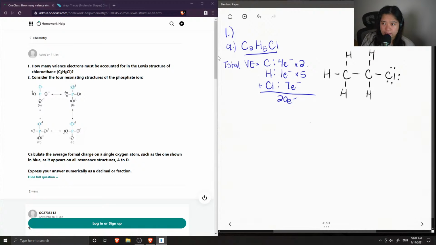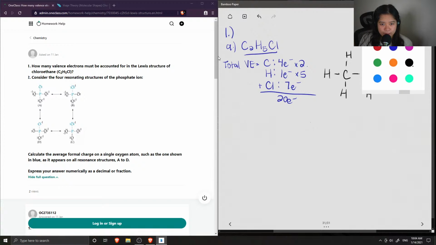So if we count out how many electrons are in this structure, each bond contains 2 bonding electrons. And we have 1, 2, 3, 4, 5, 6, 7 bonds, so that's 14. Plus the 6 valence electrons on the chlorine gives us our total valence electrons of 20. So that is part A.